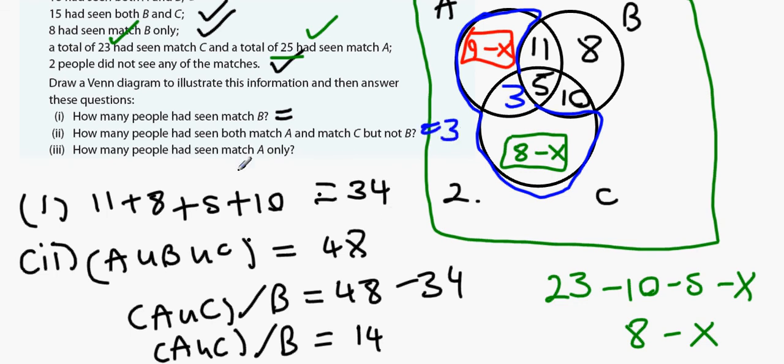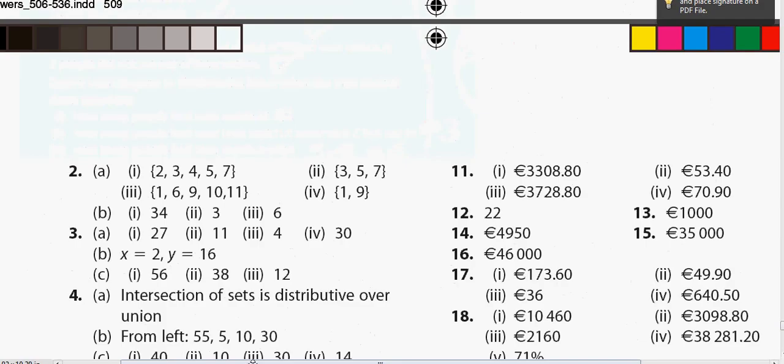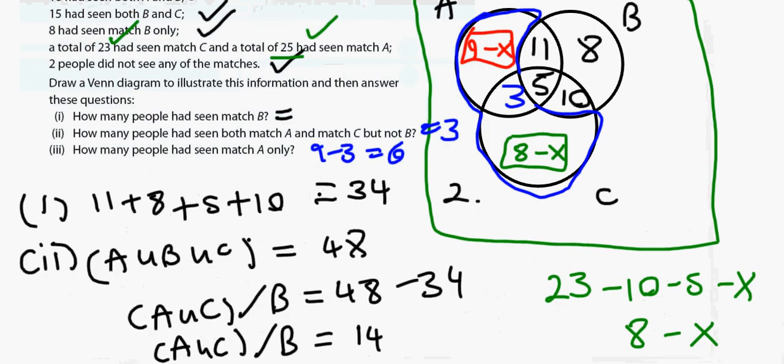How many people had seen match A only? It was 9 minus X. It's now 9 minus 3, and that's going to get us 6 people. So 3 and 6 are your next 2 answers. 3 and 6 were correct there. And now we're on our next example.